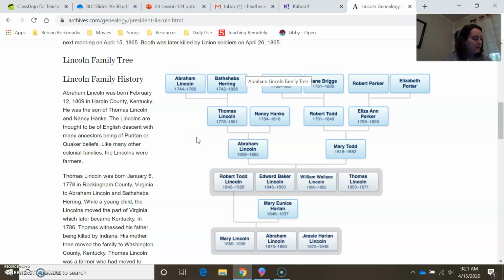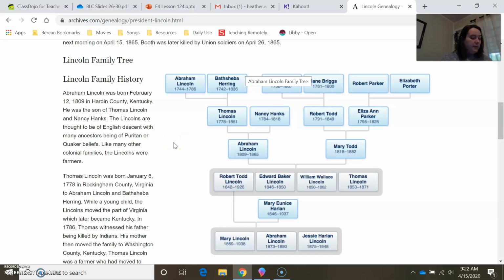Then, number 8. What were the names of Lincoln's grandparents? Or what were the names of Lincoln's parents? I'm sorry, for number 8. Well, Lincoln's parents were Thomas Lincoln and Nancy Hanks. Number 9, in what year was Abraham Lincoln born? He was born in 1809.